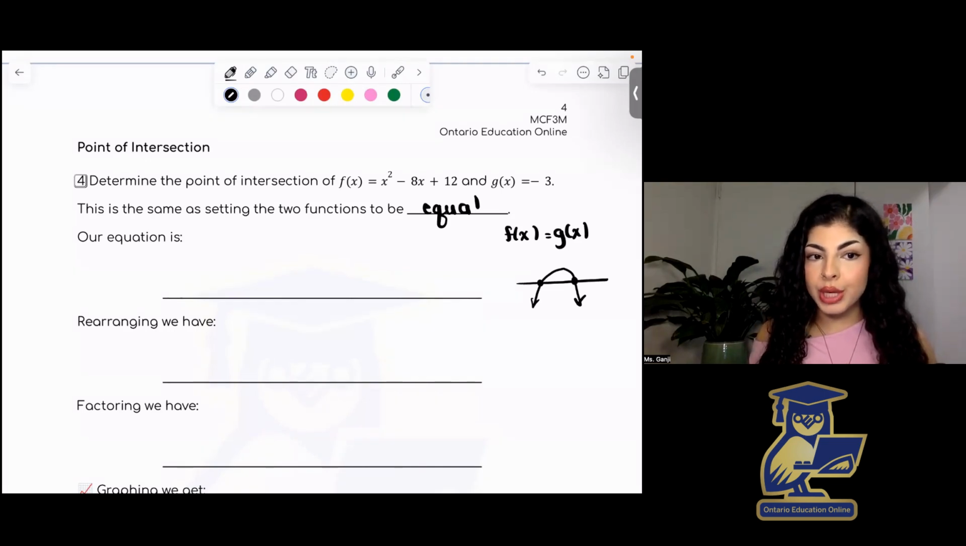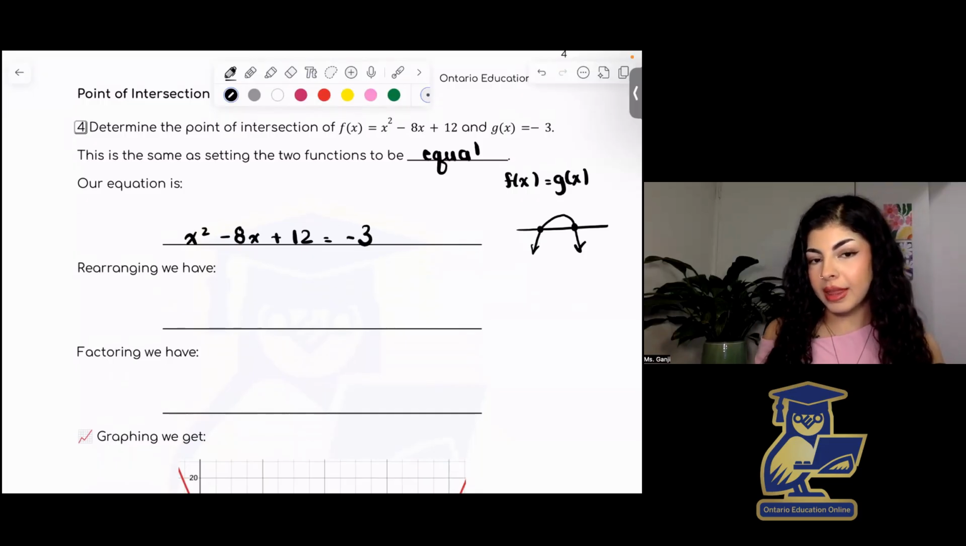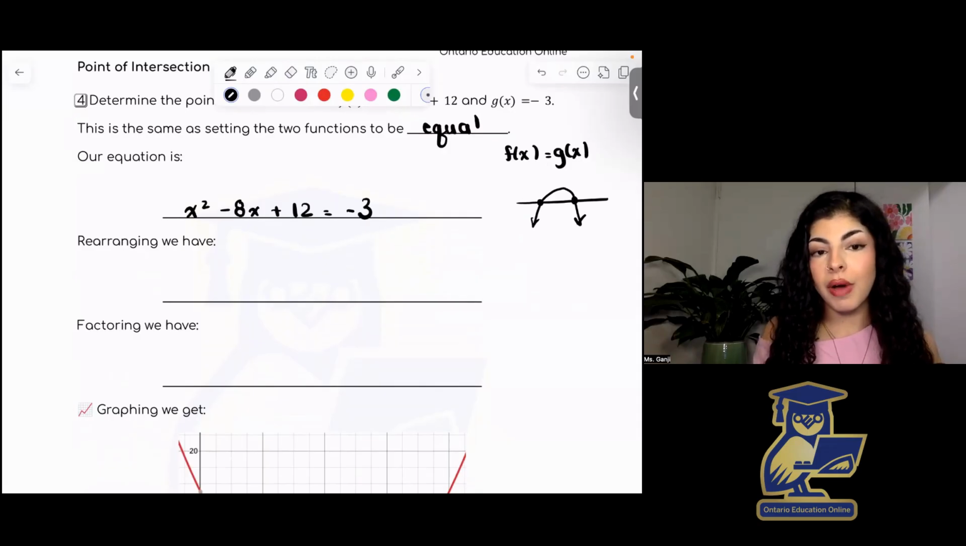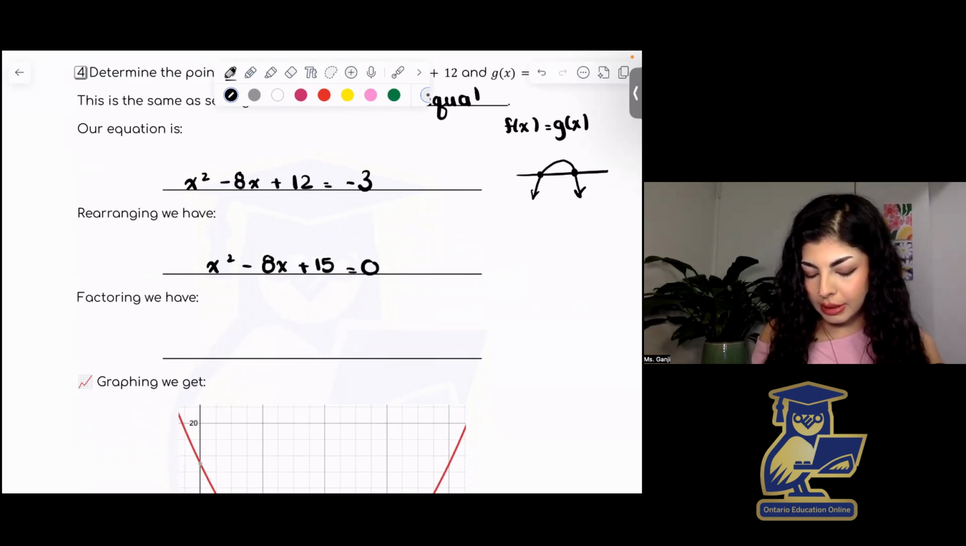So setting now these two equations to be equal, we get x squared minus 8x plus 12 is equal to -3. And that's the problem from the last question. It's exactly what we began with. So now we want to solve this equation. We want to find an x value that holds true for this. So again, we still have to do the same thing as above where we rearrange first to factor. So x squared minus 8x plus 15 equals 0.